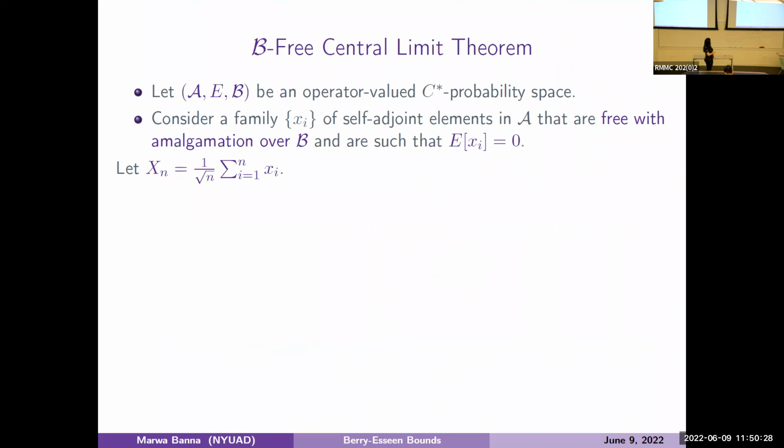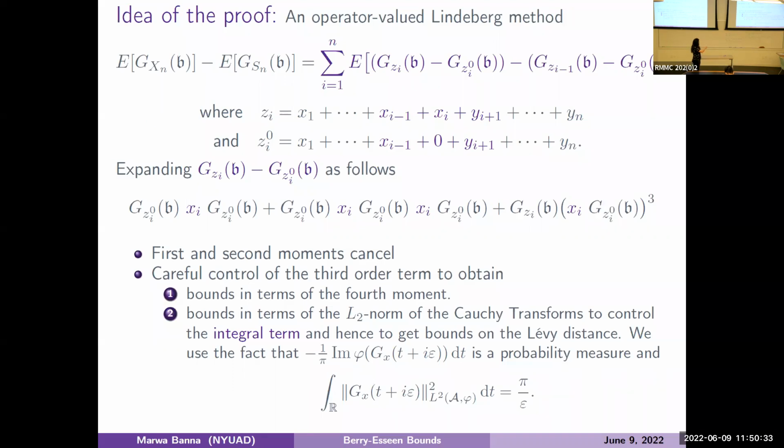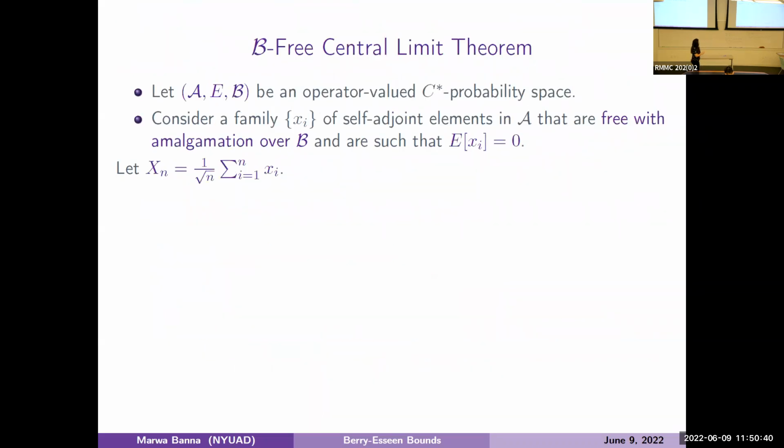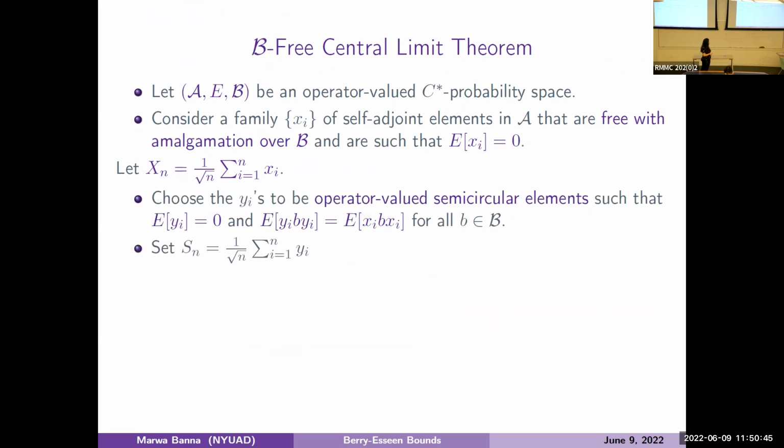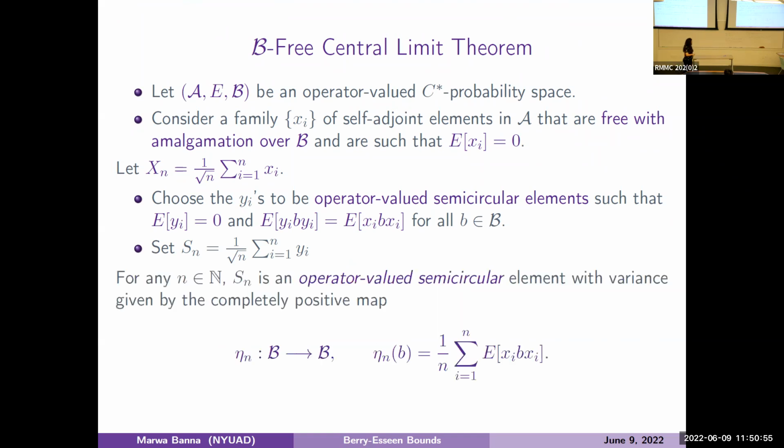Now let's apply it to the central limit theorem. Before, I wasn't normalizing, so here xn was just the sum of xi's. Now for the central limit theorem we normalize by 1 over square root of n. And we choose the yi's to be operator valued semicircular elements, matching moments with the xi's, and we set Sn to be 1 over square root of n times the sum of the yi's. Now we know that this Sn is itself an operator valued semicircular element, and we can easily compute its variance.